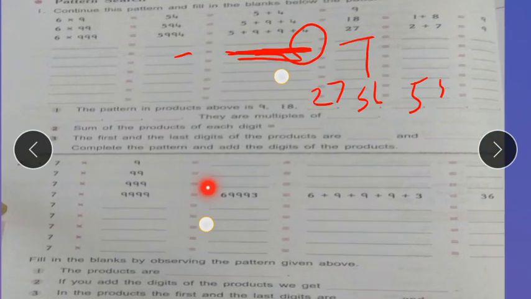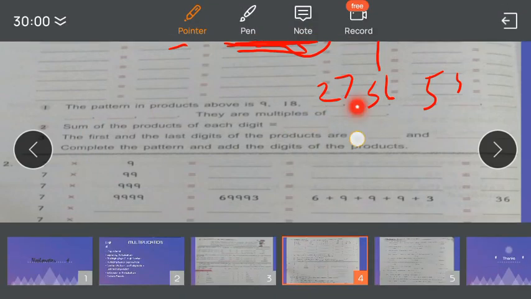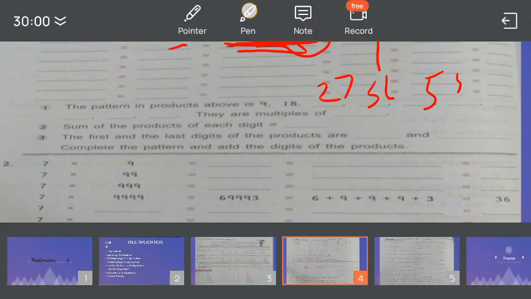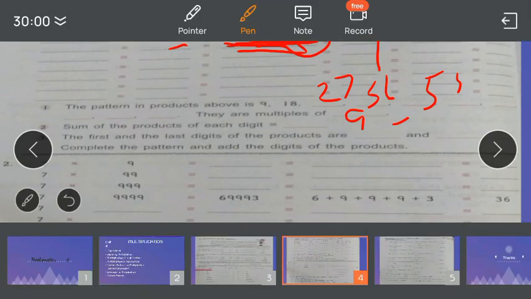Now next is written dash dash dash, they are multiples of dash dash dash. All these numbers are multiples of 9, like 9, 18, 27, 36, 54, then 63. These all are the multiples of 9. So you have to write in this blank 9. Sum of the products of each digit. Sum of the products. Here you are adding the numbers, no children?